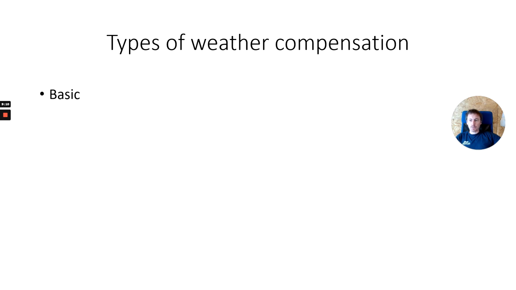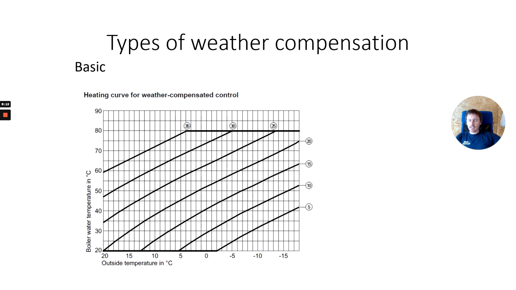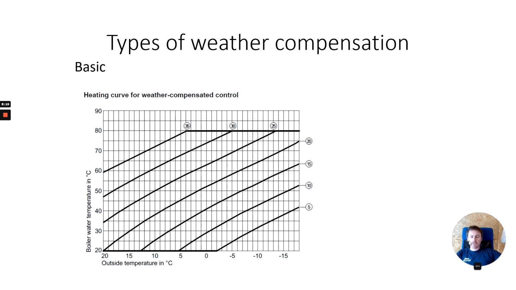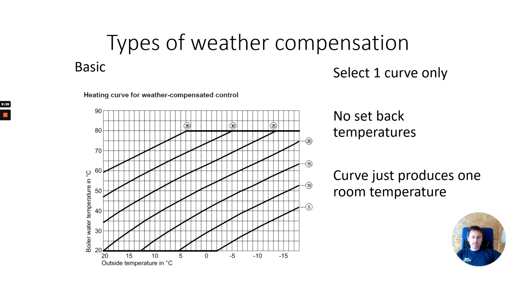So types of weather compensation, there's a basic and there's an advanced. So the basic would be like the 2018 Wiesmann 100. You get a number of different curve options, but all you're doing is changing the level of the curve. So select one curve only, there's no setback temperatures, and the curve just produces one room temperature. So if you've got the curve set for 21 degrees in the room, if you set your thermostat to 18, for example, it's still going to be putting enough energy into the room to try and raise the temperature to 21 degrees. So you're putting too much in just to be killed by a thermostat.